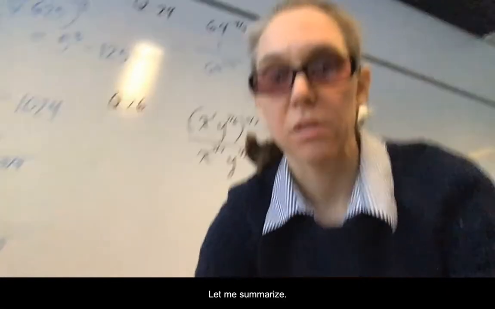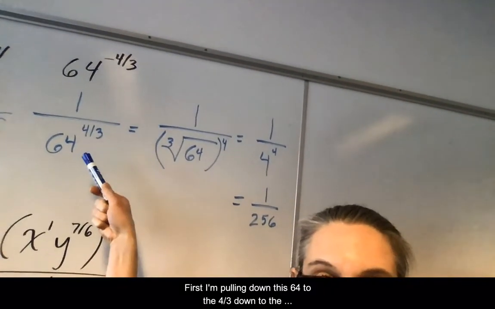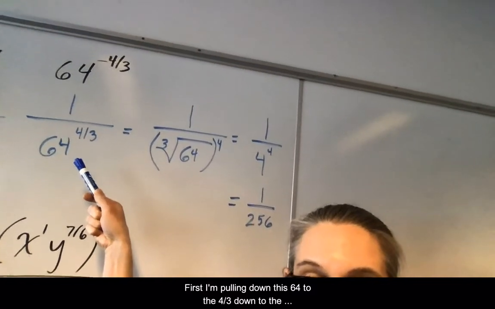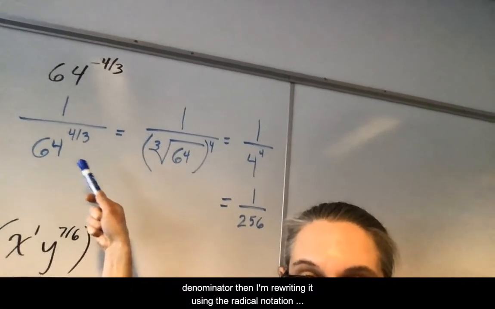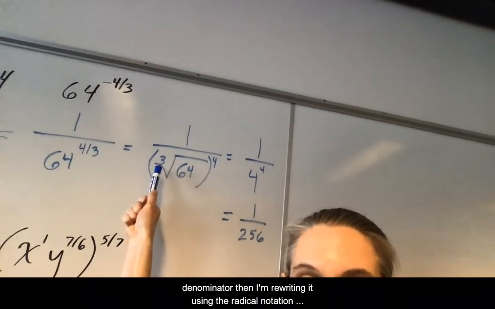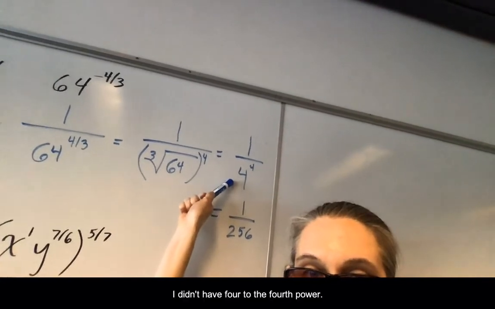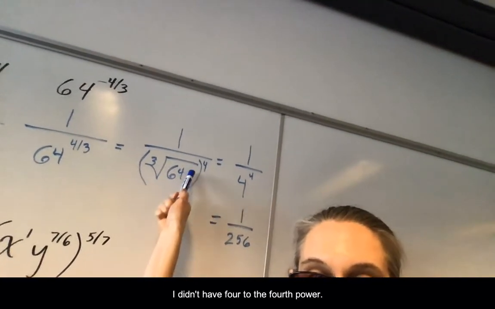Okay, so let me summarize. First, I'm pulling down this 64 to the 4/3 down to the denominator. Then I'm rewriting it using the radical notation. Since the cube root of 64 is 4, I then have 4 to the 4th power.